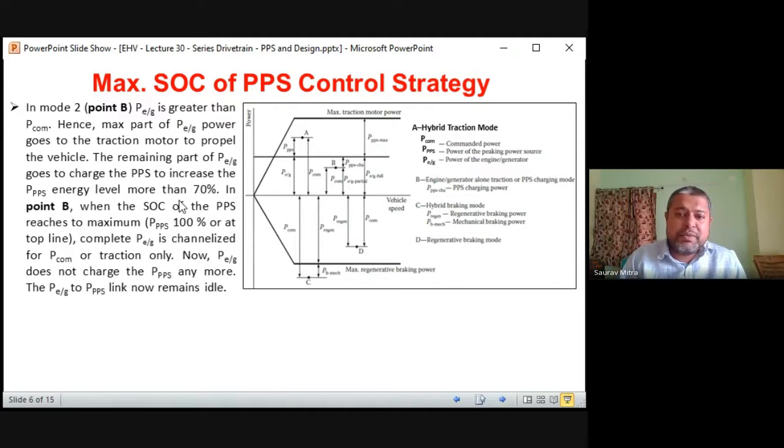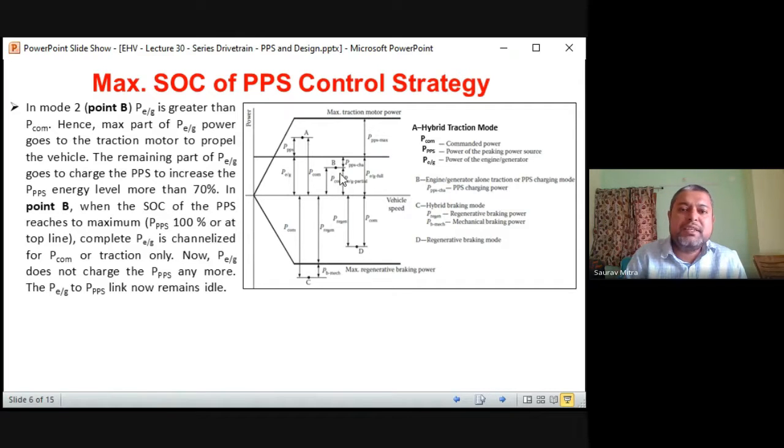This is very important, because previously you had used that PPS power in the A case, and you found that your PPS level had reduced below 70%. So in the second case, when the command power is less, at that time the PPS is recharged, so PPS energy goes more than 70%. In point B, the SOC of the PPS reaches the maximum, PPS 100%. So you are charging the PPS, and it has reached 100%.